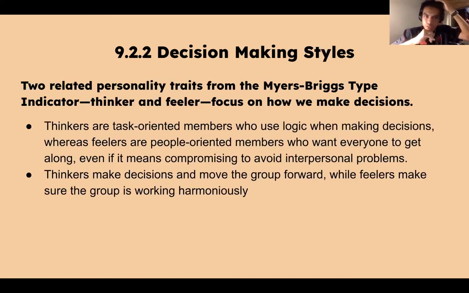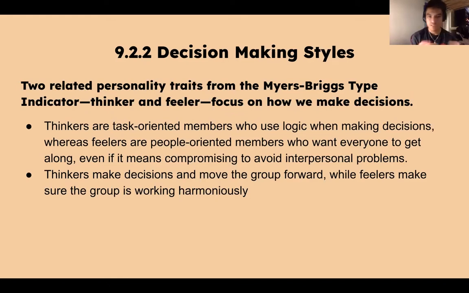Two related personality traits from the Myers-Briggs type indicator, thinker and feeler, focus on how we make decisions. So thinkers are task-oriented members who use logic when making decisions, whereas feelers are people-oriented members who want everyone to get along, even if it means compromising to avoid interpersonal problems.